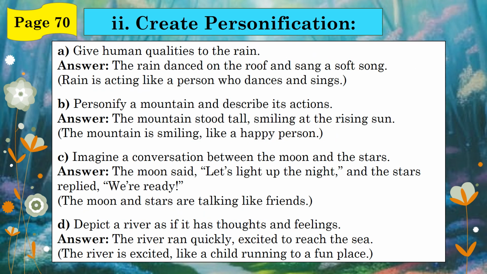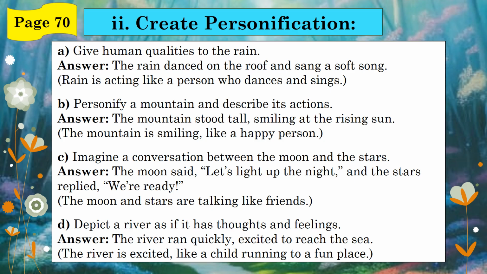Let's bring nature to life using personification, giving human actions and feelings to things in the world around us. 1. Give human qualities to the rain. Here's a lovely example. The rain danced on the roof and sang a soft song. It makes the rain feel joyful and gentle, like a performer on stage. 2. Personify a mountain and describe its actions. The mountain stood tall, smiling at the rising sun. This shows the mountain as proud and peaceful, enjoying the new day.